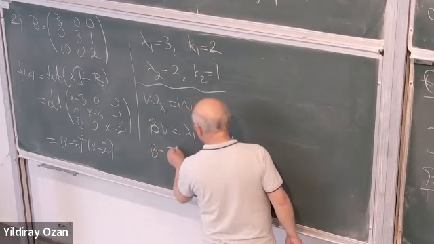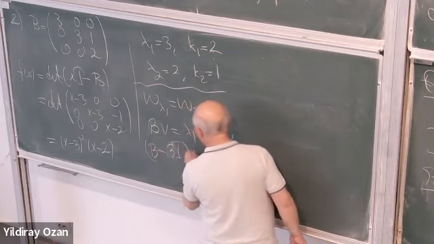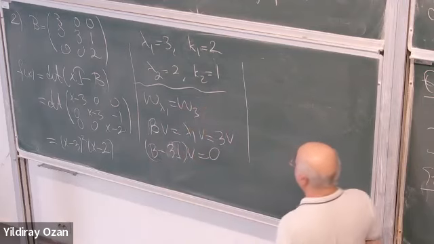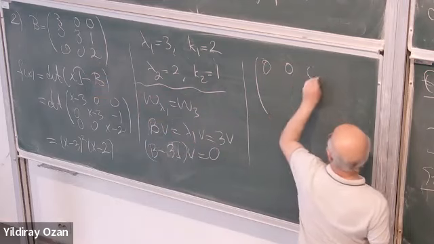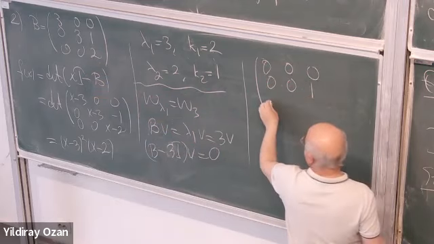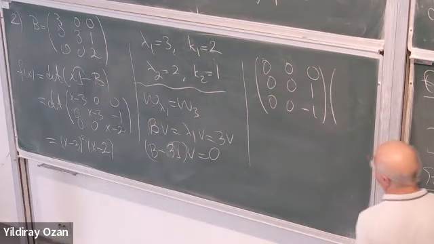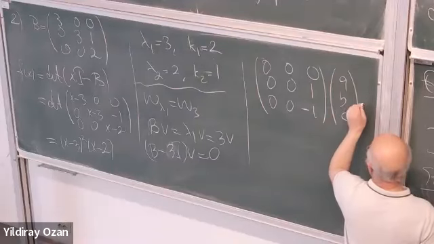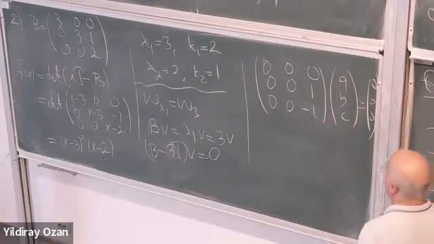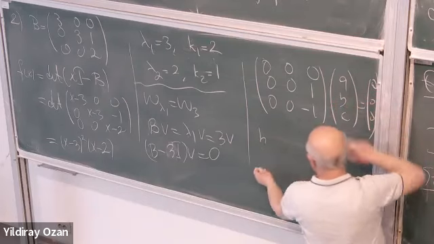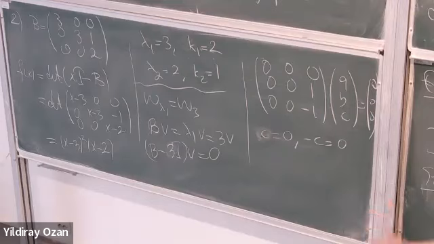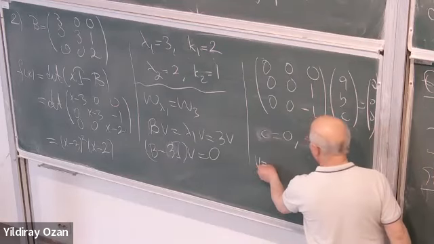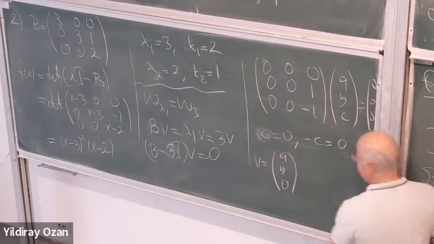So B minus 3 times identity, B is 0. Bakalım orada ne çıkacak? So this is B. I subtract 3 times identity, so we get 0, 0, 0, 0, 0, 1, 0, 0, minus 1. And then here we have A, B, C equals 0, 0, 0. Well, we get what? B is 0 and minus B is 0. Well, they are the same equation. So C is 0. A and B are arbitrary. So any eigenvector has the form A, B, but C has to be 0.